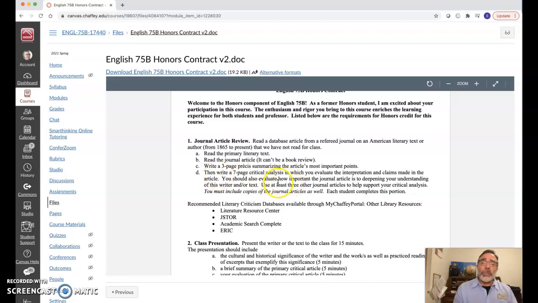I would also like you to evaluate how important you think the journal article is to deepening your understanding of this writer and this text, and also to use 3 other journal articles to help support your critical analysis. And you've got to include copies of those articles, right?